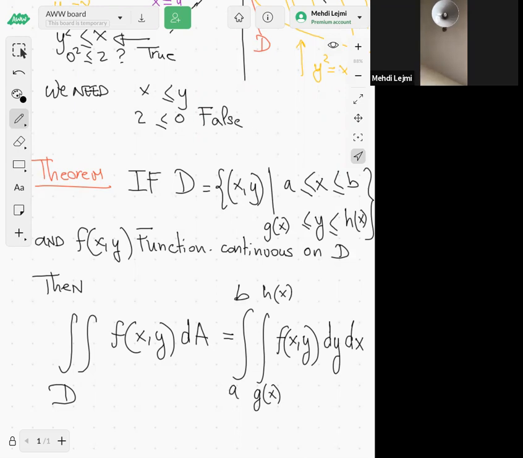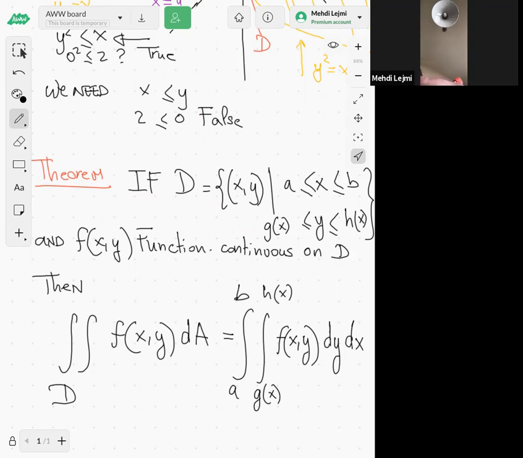Okay, so what I'm saying, guys, is that if you have a type 1 region and some function continuous on this region, then the double integral over the region D would be the double integral with respect to the area element dy dx. So first you integrate with respect to y, and then you integrate with respect to x.